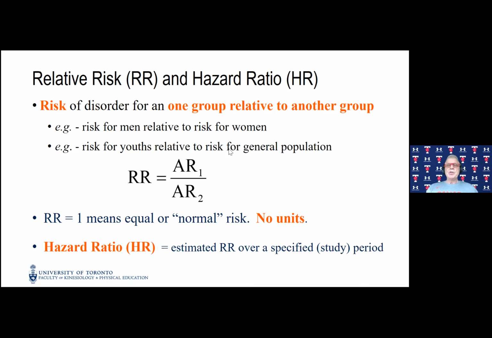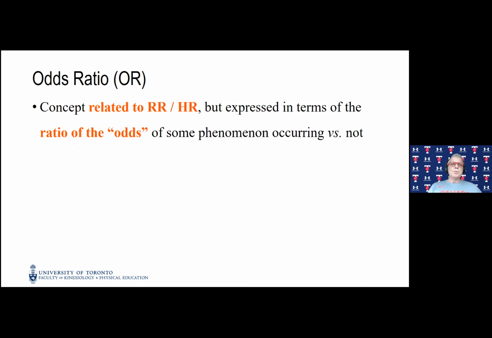Hazard ratio is a statistic that estimates relative risk over a specified study period. So usually in the medical literature, you'll see reports of hazard ratio in meta-analyses and so on, because these are estimates of relative risk based on finite periods of measurement of disorder and exposure.